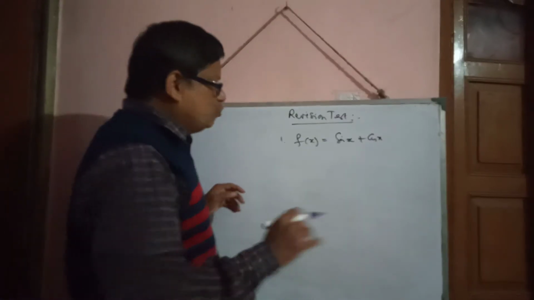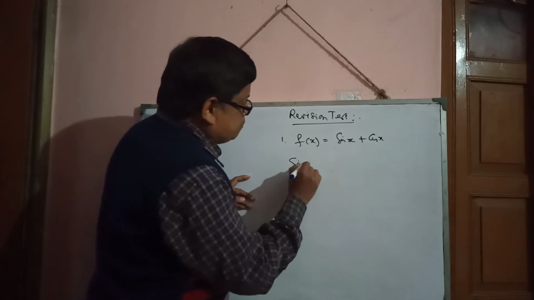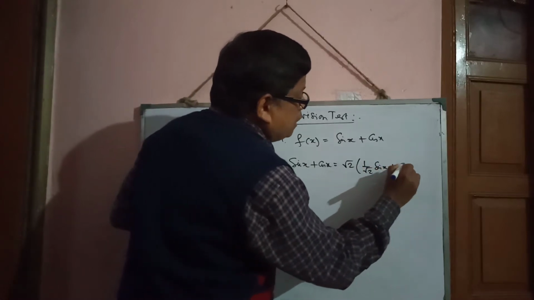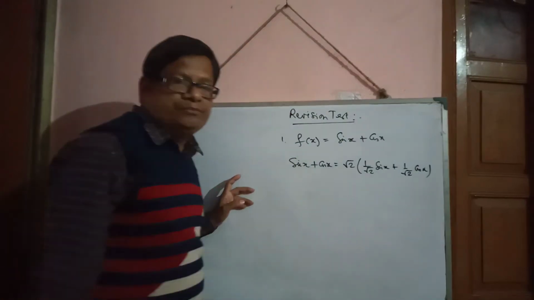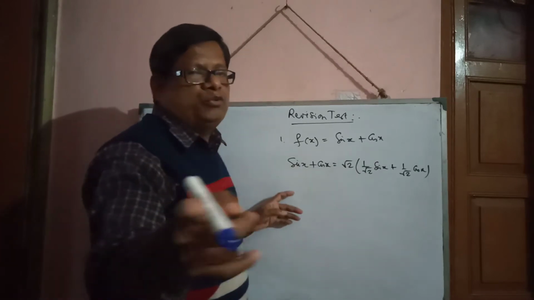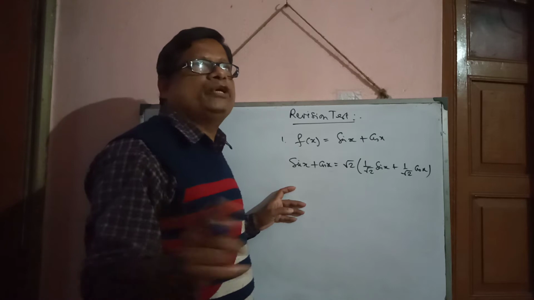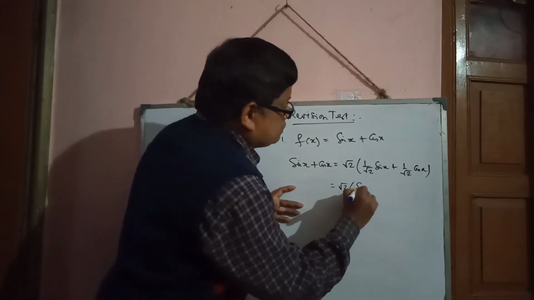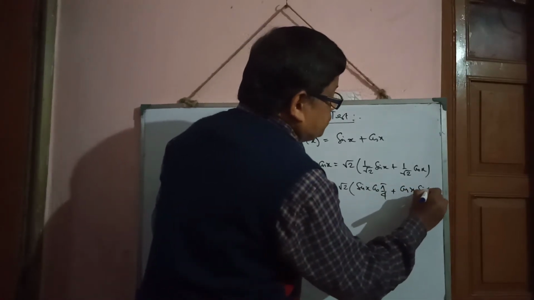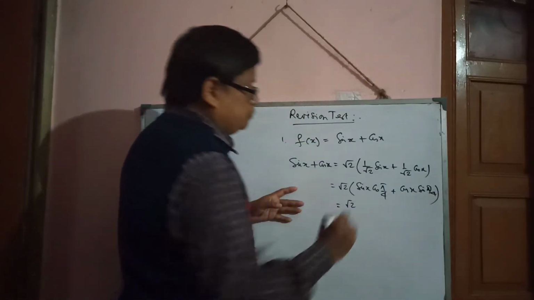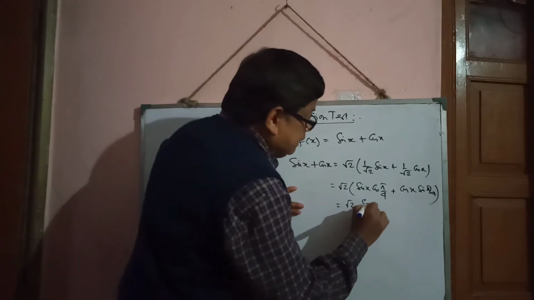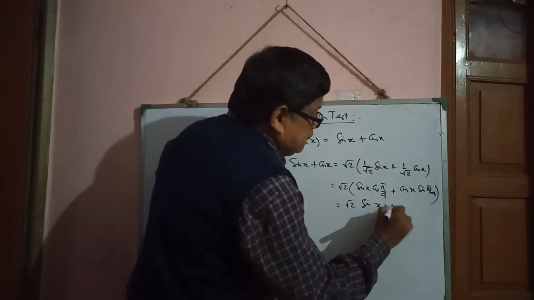How to find the range? Look here. You can write sin x plus cos x as root 2 into (1 by root 2 sin x plus 1 by root 2 cos x). Here 1 by root 2 is sin 45 or cos 45 degrees. So write root 2 (sin x cos pi by 4 plus cos x sin pi by 4). This can be written using the formula sin a cos b plus cos a sin b equals sin(a plus b).